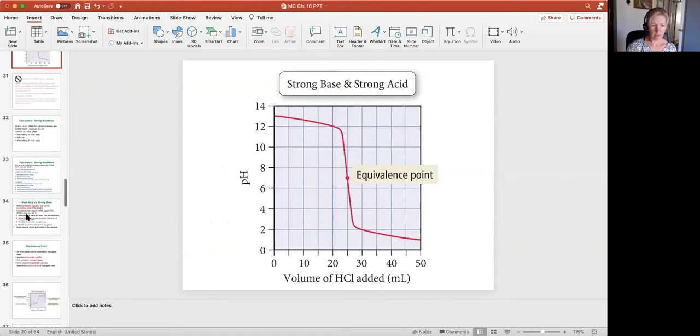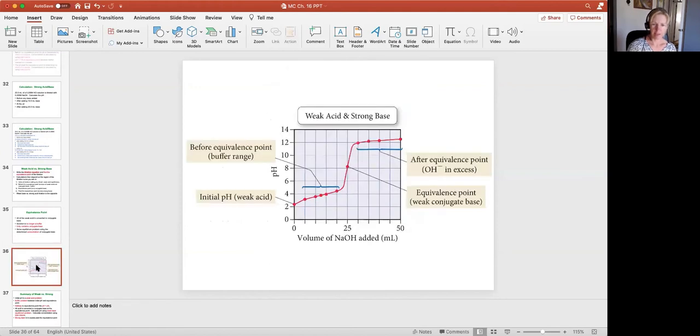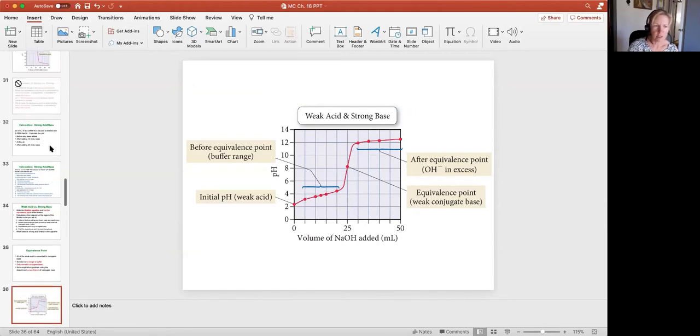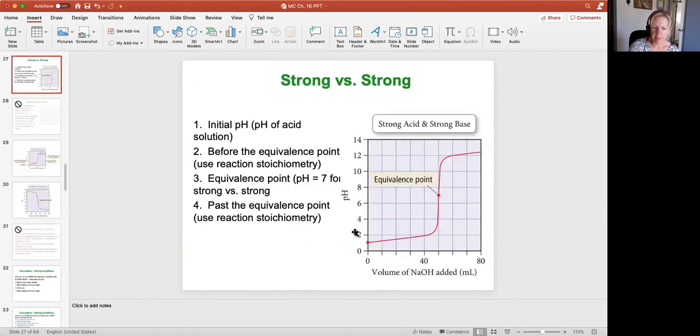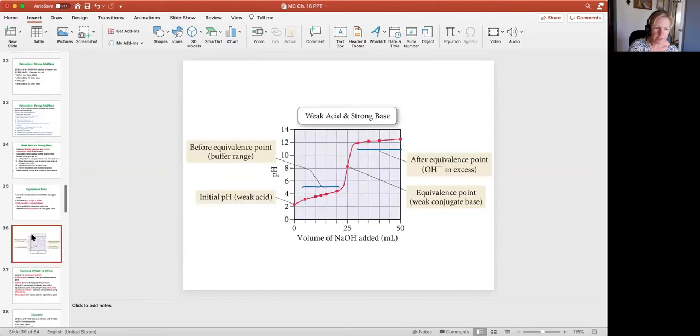Now if I have a weak acid, strong base, my titration curve looks very different. You'll see that I have this region here that's sort of resistant to pH change, but is going up, and it has this kind of characteristic hump on it, which looks very different than this region here with my strong acid, strong base. So with my weak acid, strong base, this region here is called the buffer range, and it is unique to this type of system. You're not going to see this in a strong acid, strong base.